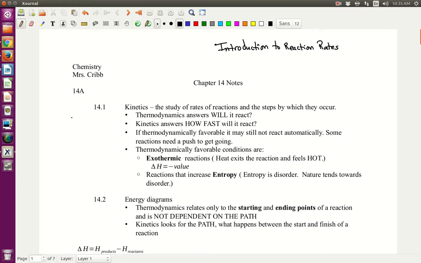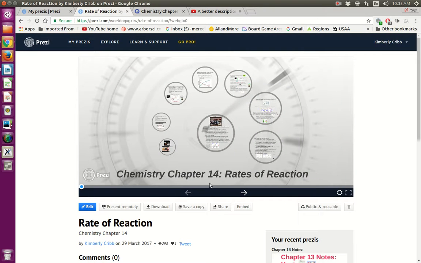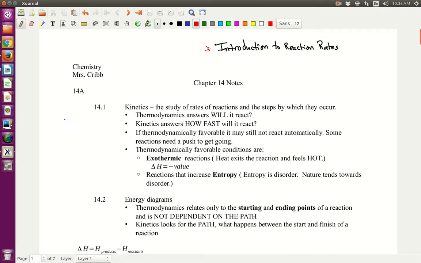Cribb, and this is going to be an introduction to reaction rates. There's not actually going to be any math in this for general chem students, so maybe you'll be celebrating at this point. All right, we're going to start off by going through some of the notes, and I'll be flipping back and forth between the notes and the Prezi for this chapter, which I'm pulling up right here. Chapter 14, reaction rates. So you'll have to forgive me for just going back and forth a little bit.